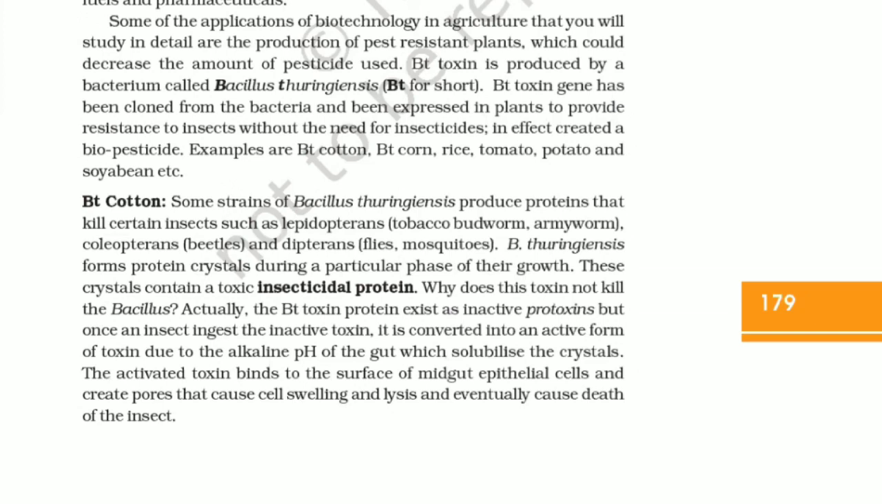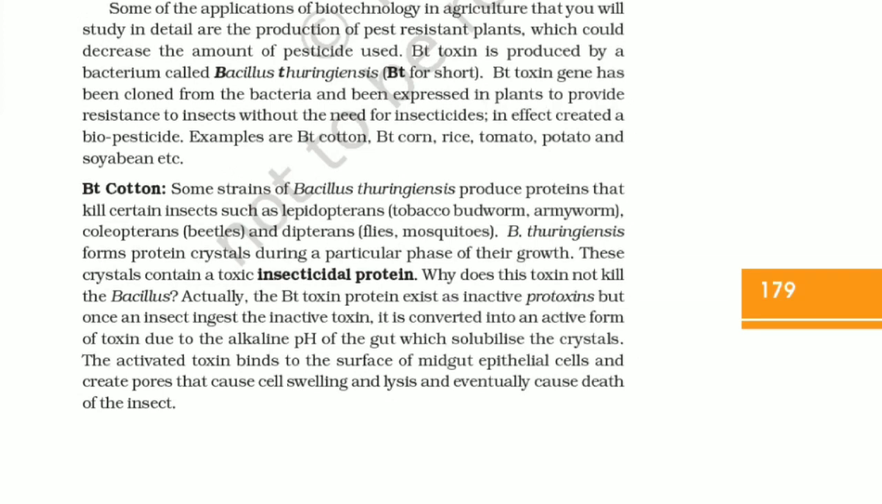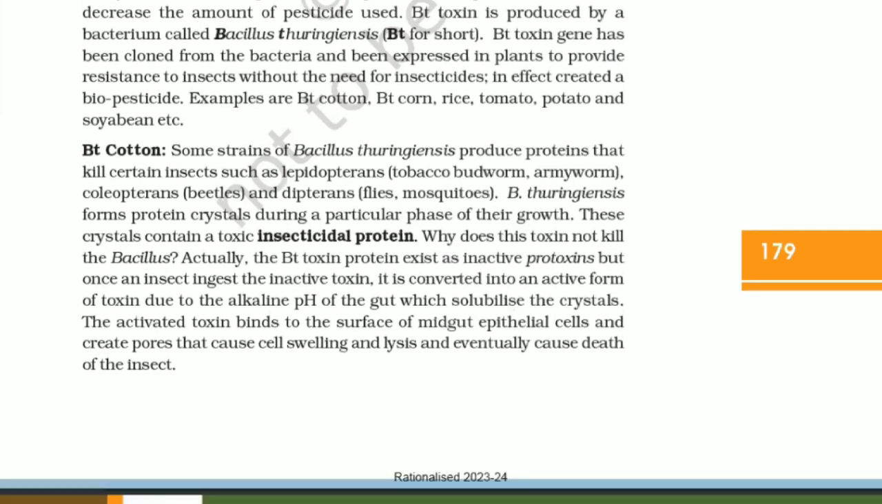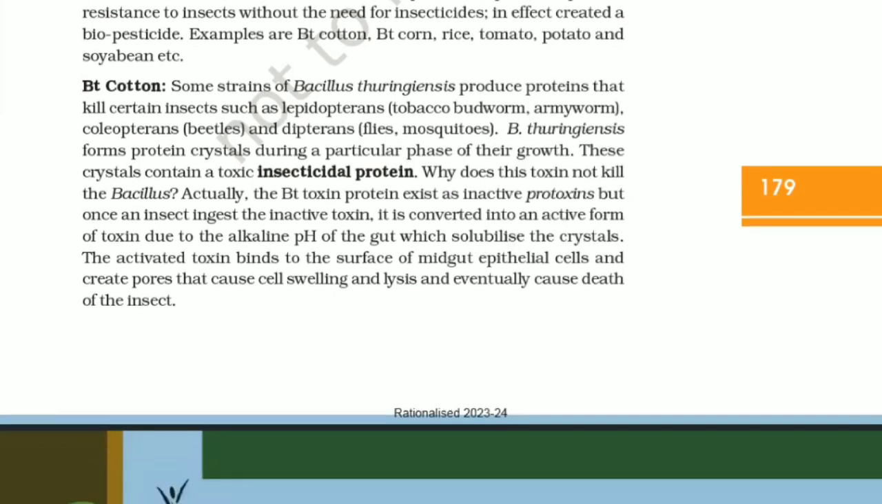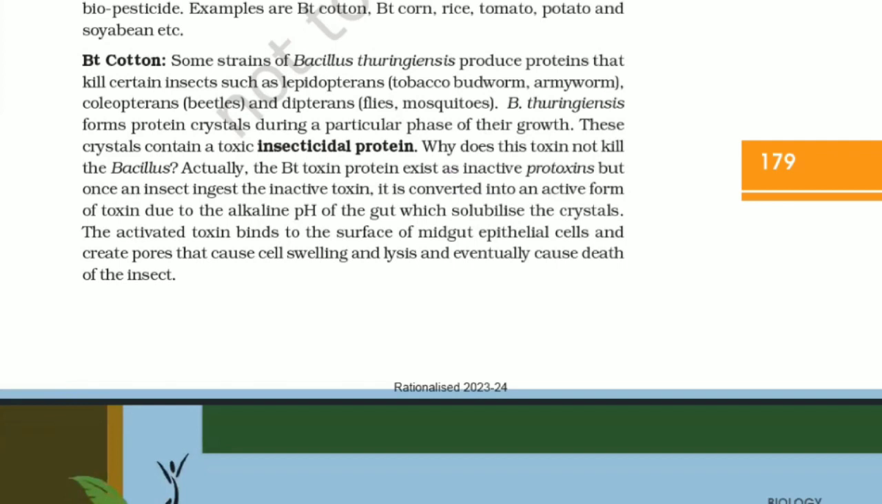Bt toxin is produced by a bacterium called Bacillus thuringiensis. Bt toxin gene has been cloned from the bacteria and expressed in the plants to provide resistance to insects without the need for insecticides. In effect, it created a biopesticide. Examples are Bt cotton, Bt corn, rice, tomato, potato, and soybean, etc.